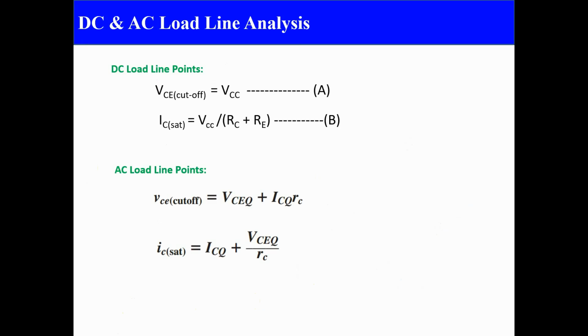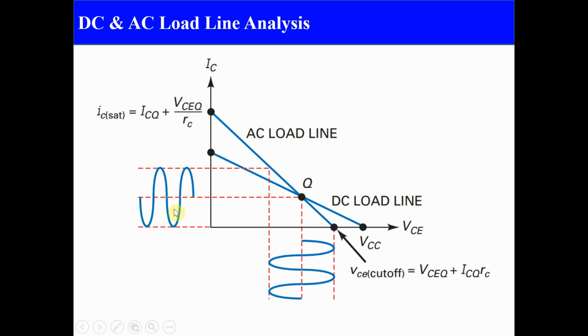Now for the sake of simplicity, these important equations are mentioned for the DC load line and AC load line, right? And with respect to the Q point, the output voltage and output currents are shown. Here the input is given with respect to the Q point in such a way that in the output we get undistorted output voltage and undistorted output current, right?